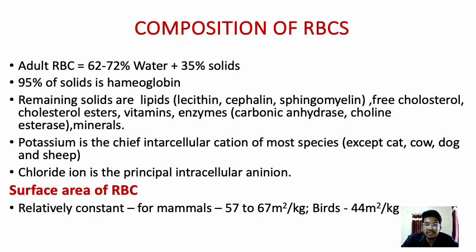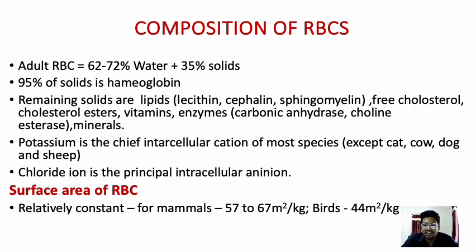Potassium is the chief intracellular cation of most species, except cat, cow, dog, and sheep. Please remember it. Chloride ion is the principal intracellular anion. We will study in renal physiology what are the concentrations of each of these cations and anions inside the cell. This will be dealt in the further sections as well, for upcoming classes as well, I'm saying.